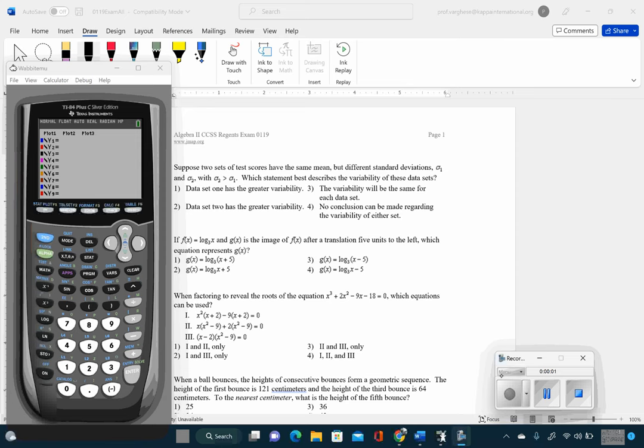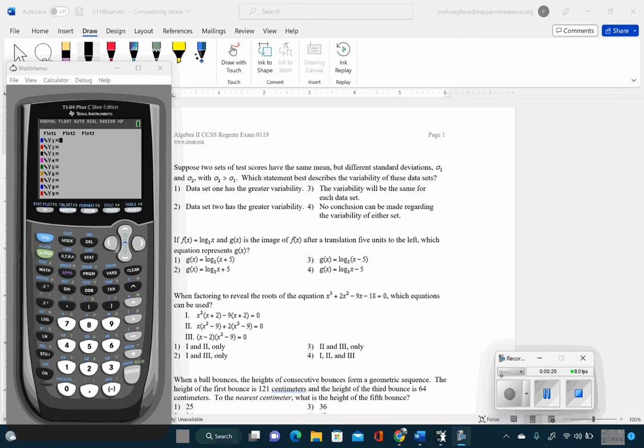All right, so I'm going to look at this test as if I were you. I'm looking for only the questions right now that I can do straight calculator. So I'm looking at the first one. Looks like a lot of reading, so I'm just like, okay, maybe not. That's not a straight calculator question. The second one though is straight calculator, right?